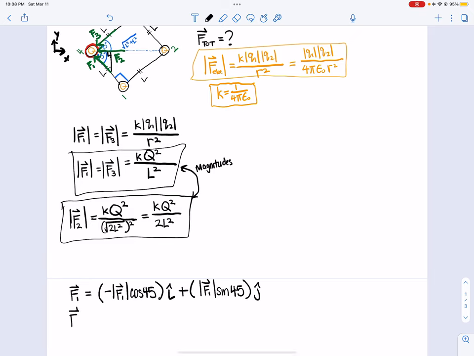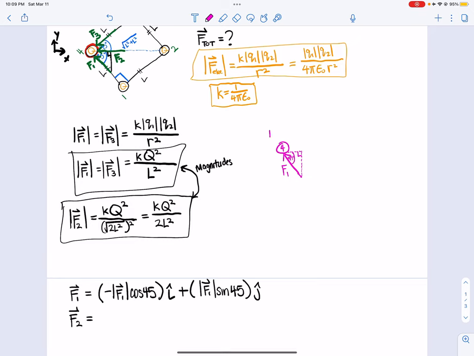What about F2? And if you guys are wondering where the cosine 45 and sine 45 is coming from, I guess I should quickly clarify. I'll use pink to clarify. So I had an F1 coming this way, right? That was felt by charge 4 right here, right? That was charge 4. That was a 90-degree angle. This was 45 degrees. Okay.